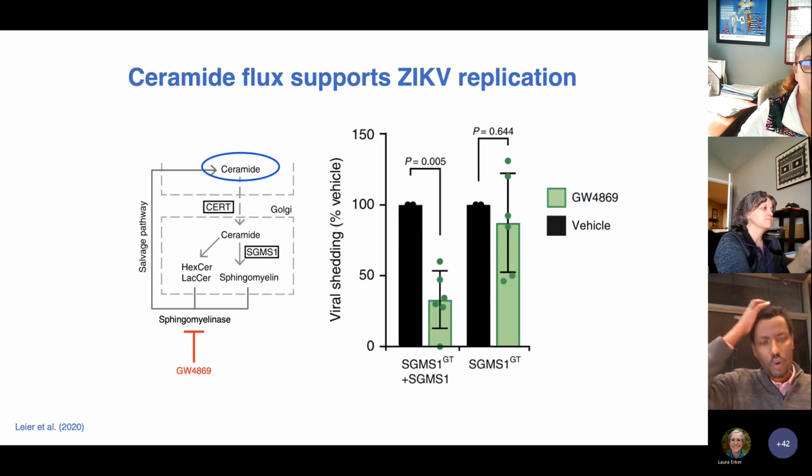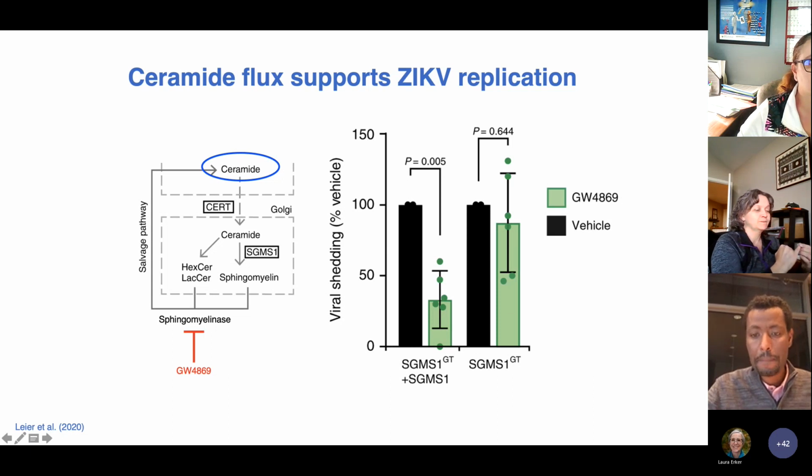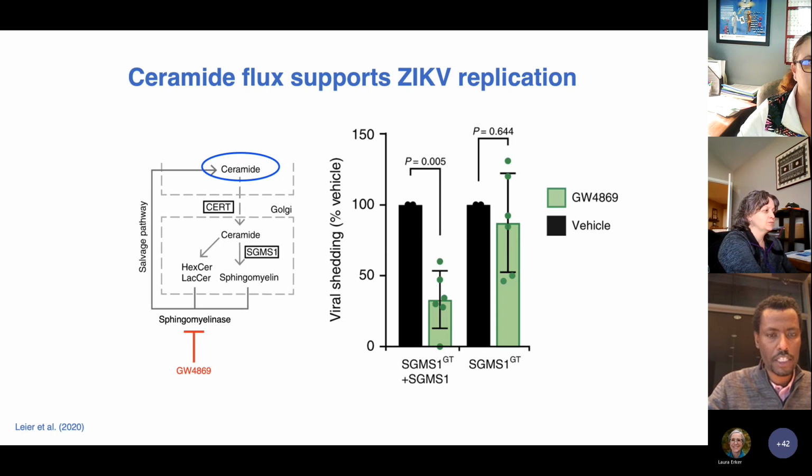And then again, just to confirm this, what we did was that we had those sphingomyelin synthase knockout. When you treat the cells with sphingomyelinase inhibitors, you don't really see that reduction because the cells don't have much sphingomyelin. So adding sphingomyelinase didn't really make much difference. But those cells that are reconstituted, those cells that have sphingomyelin, treated with these inhibitors become permissive to the virus, again showing that ceramide is important for Zika virus replication.